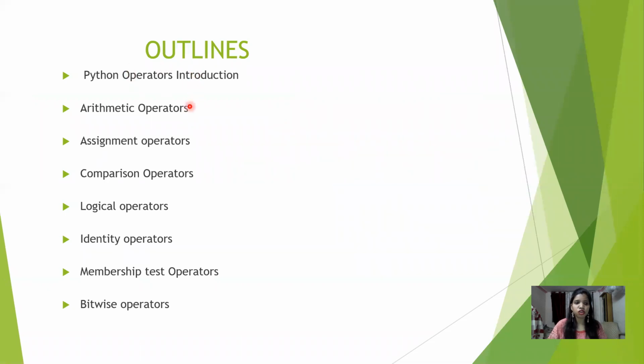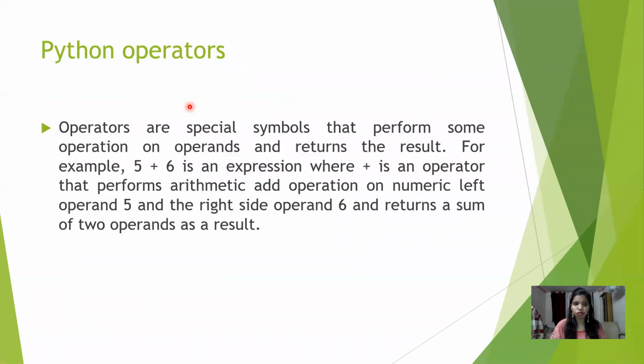Now, first of all, what are Python operators? Operators are used to perform some operations. Operations are performed on some data, and that data is called operands. So operands are the data on which we are doing any operations, and operators are special symbols which are used to perform those operations. These are called Python operators.